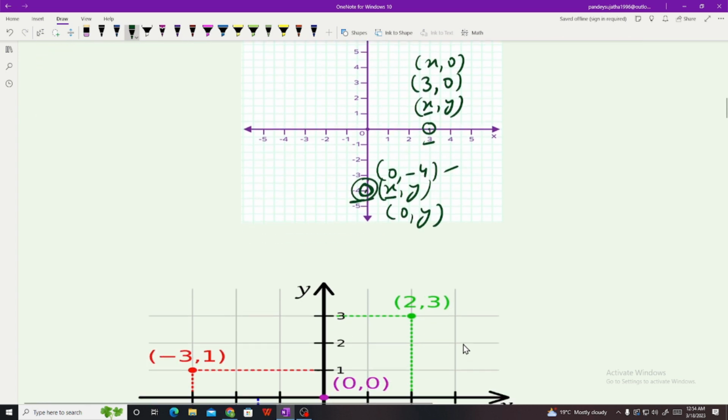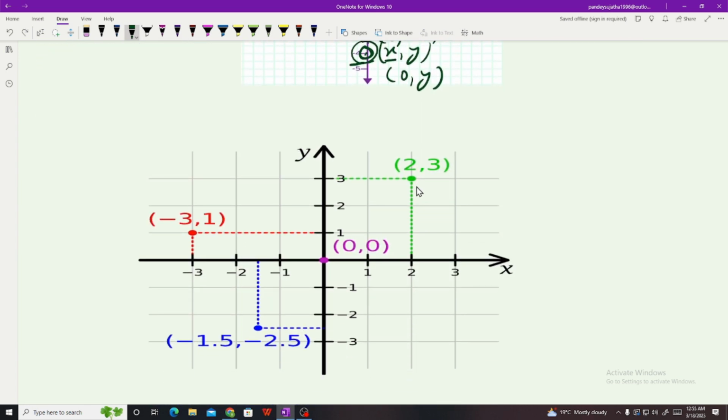Now let's have a quick recap. Here the coordinates of this point are 2 and 3. So the x coordinate is 2 and the y coordinate is 3. The coordinates of this point are -3, 1: the x coordinate is -3 and the y coordinate is 1. And the coordinates of this point here are -1.5 and -2.5. So here the x coordinate is -1.5 and the y coordinate is -2.5.